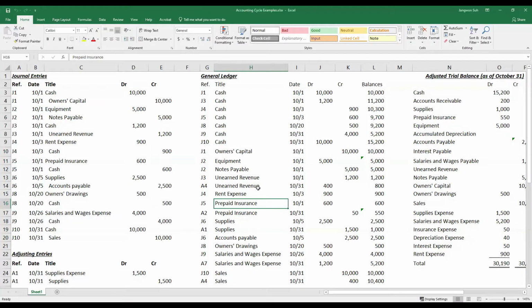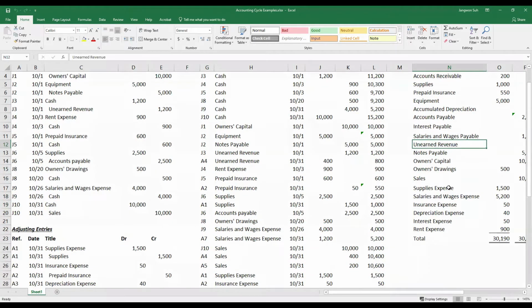Hi there. In the last video, we studied temporary versus permanent accounts. And we discussed that we will study closing entries in this video using the accounting cycle examples that we've used so far. Okay, I'd like to ask you a question.